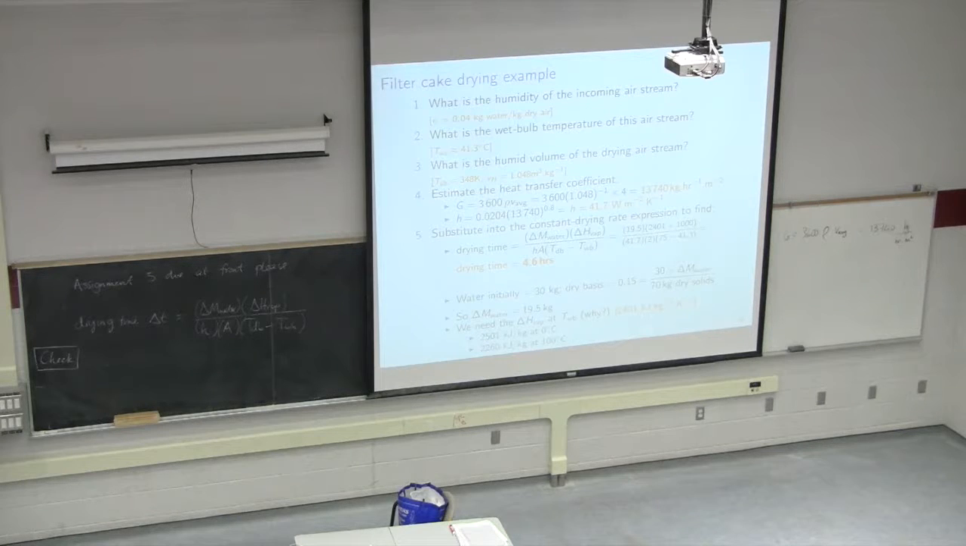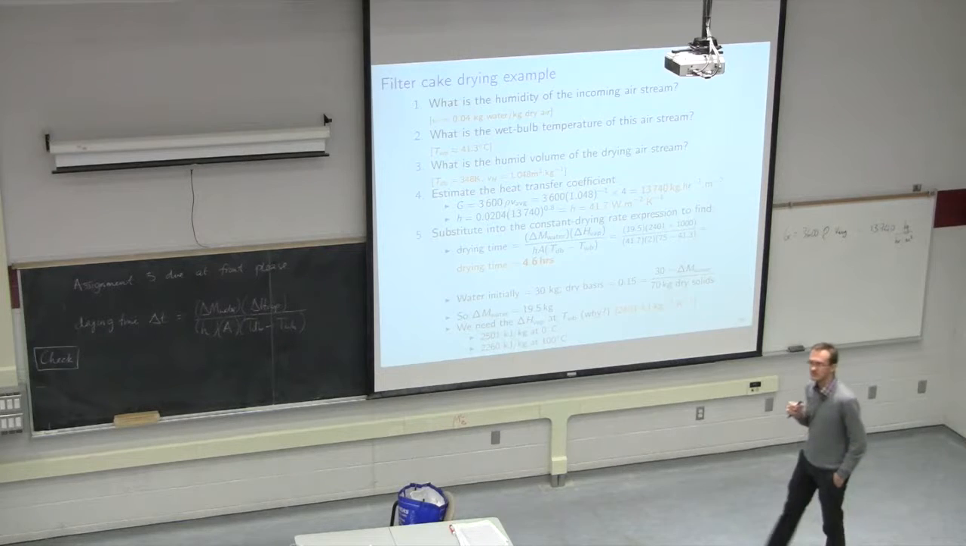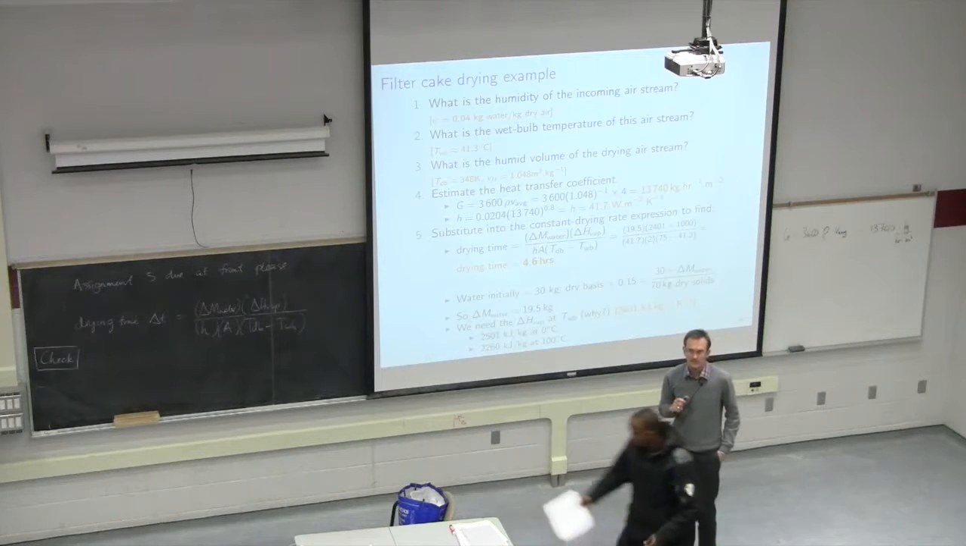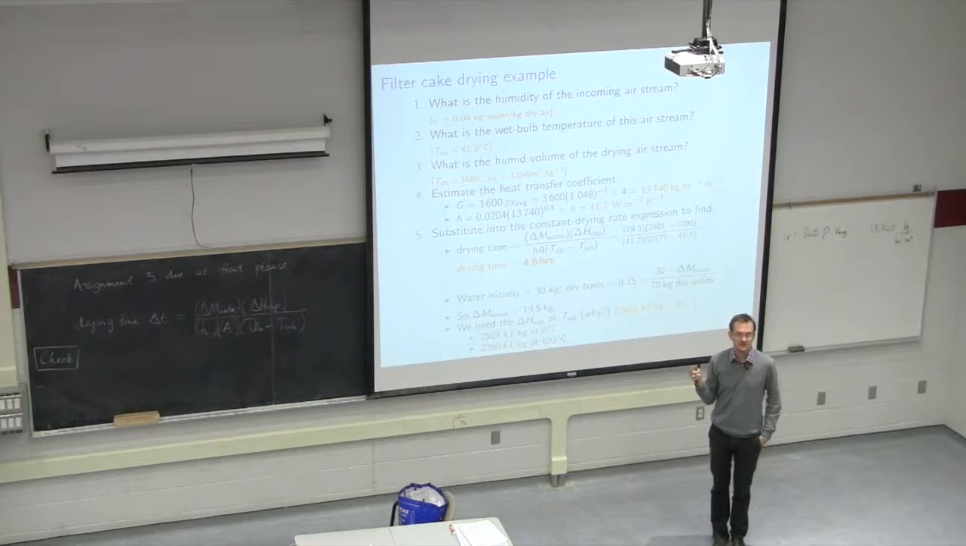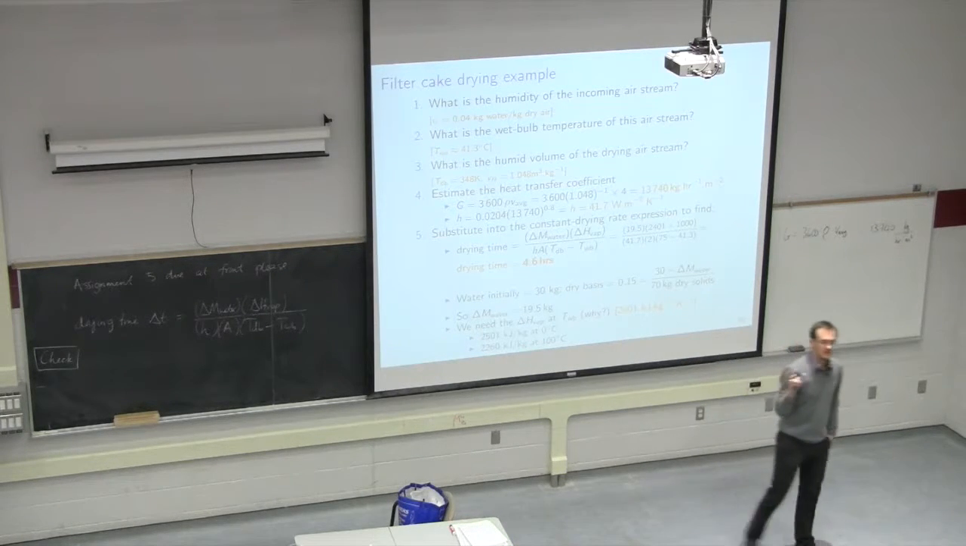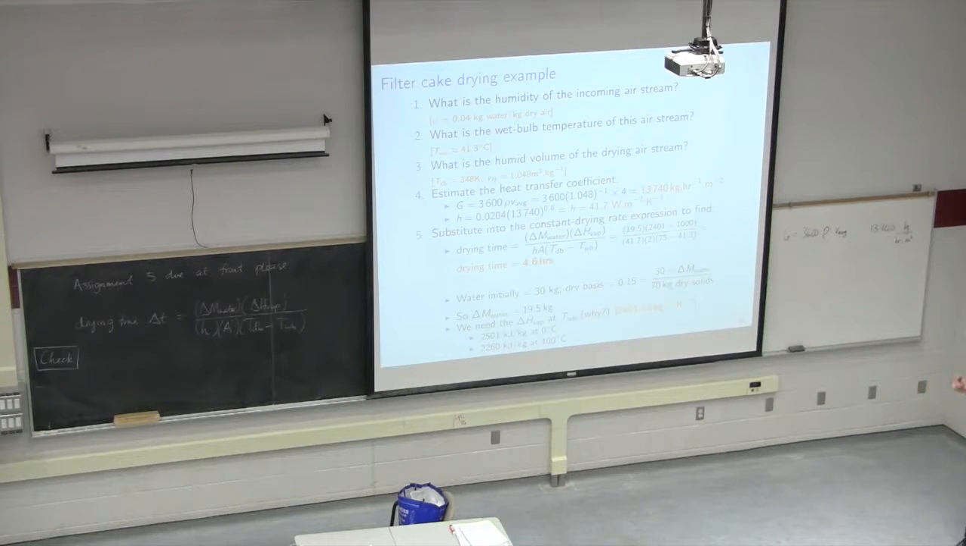Does it seem like a number that might be realistic for a piece of equipment? Okay. Another way of saying that is 13 tons per hour. 13 tons per hour of what? Water, air, solids. It's 13 tons per hour of air per meter squared in the dryer. Okay? And does that seem reasonable? 13.7 tons per hour of air?